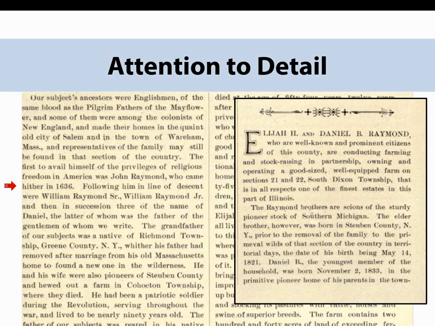Who provided the information about John Raymond coming to America? Well, we can see from later on in the sketch, because they're talking about Elijah and Daniel in the present tense, we can tell that the information's coming from them, most likely, but they're talking about something that happened in 1636. So there are many generations between that and us, and we have no citations here.